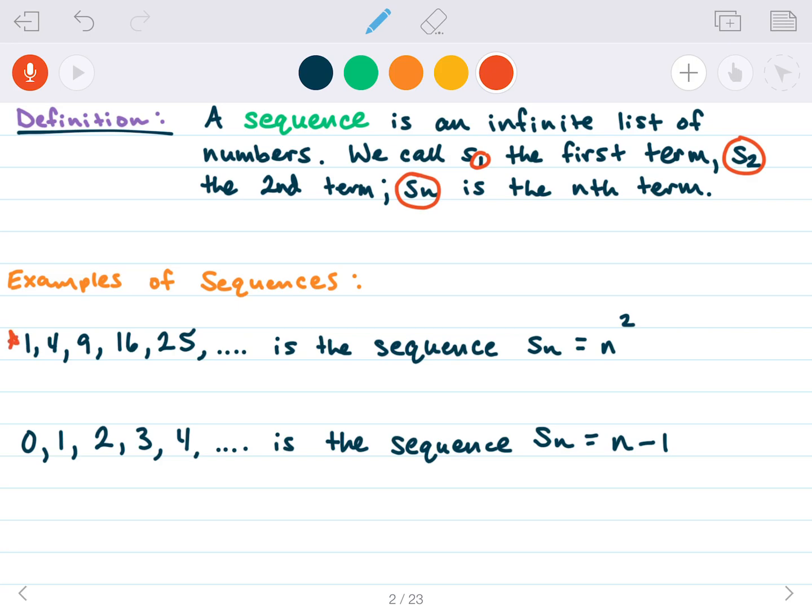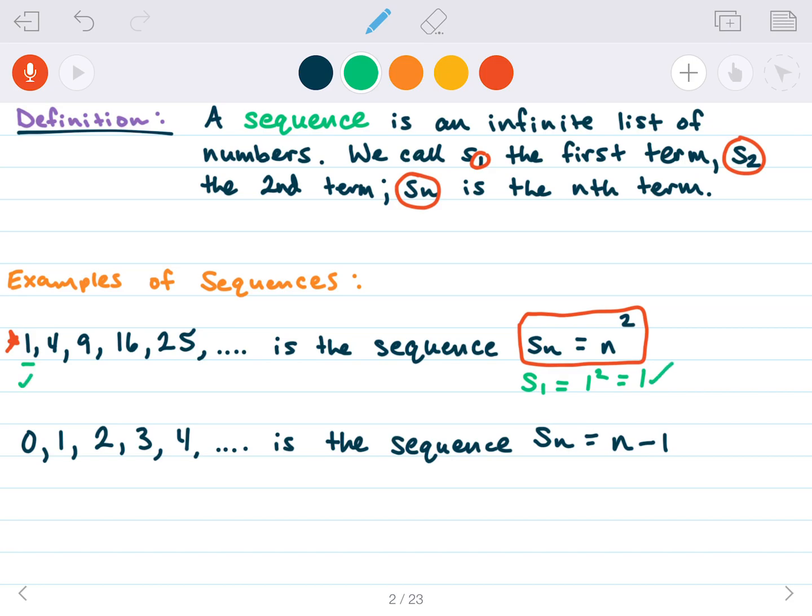So let's look at some examples of sequences. The first example I have is 1, 4, 9, 16, 25. These dots mean that we're going on forever with this list. So what's the pattern here? Well, we're squaring each number, right? So the sequence is S sub n equals n squared. We can see this by looking at the first term. The first term is 1. So S sub 1, if we plug in 1 into our little rule here, we get 1 squared, which is 1. Check.